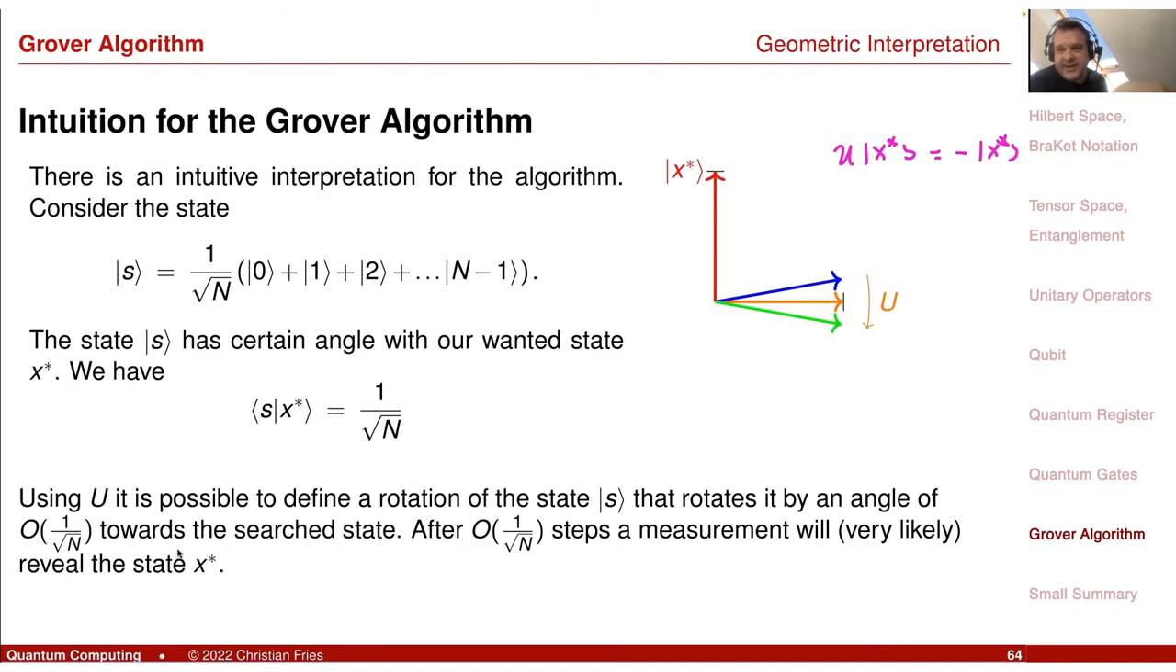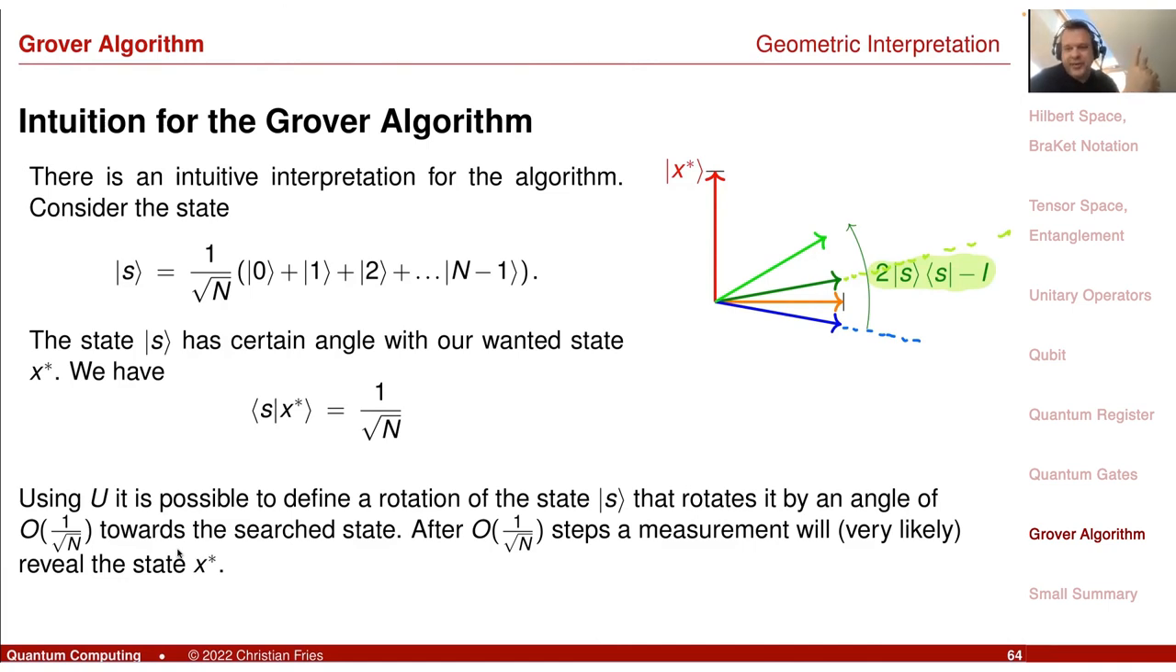And now there is another nice rotation. The second rotation is now the operator 2 ket S bra S minus identity. And this operator is actually mirroring a vector along the line S. I will explain this in a second, but for now just believe this. If I apply this unitary operation, then the blue vector is flipped to the light green vector on the other side. And now you repeat these two gates.